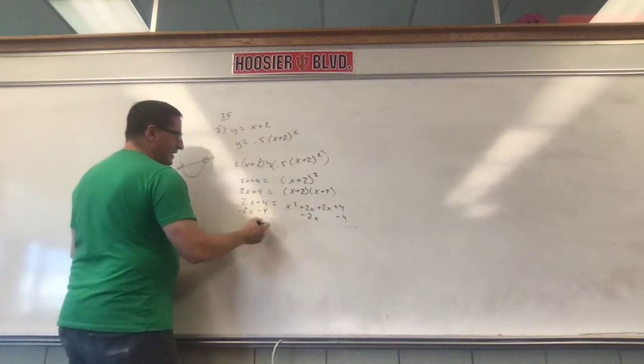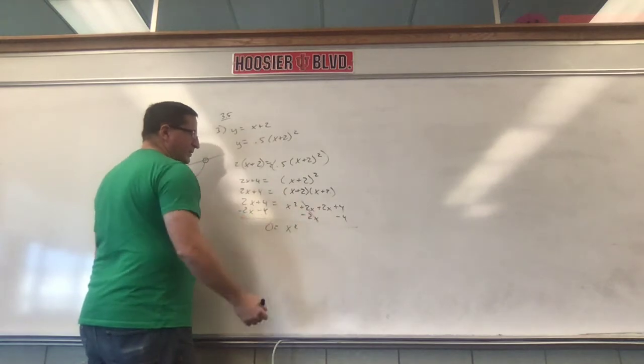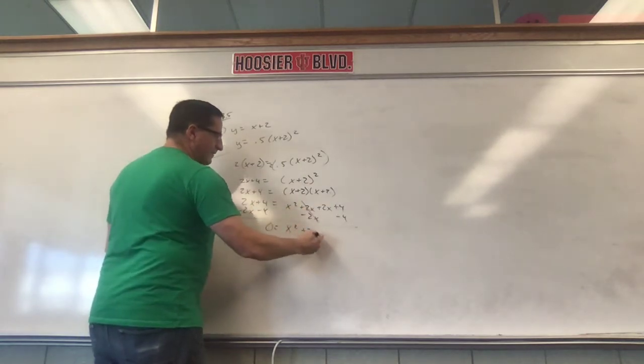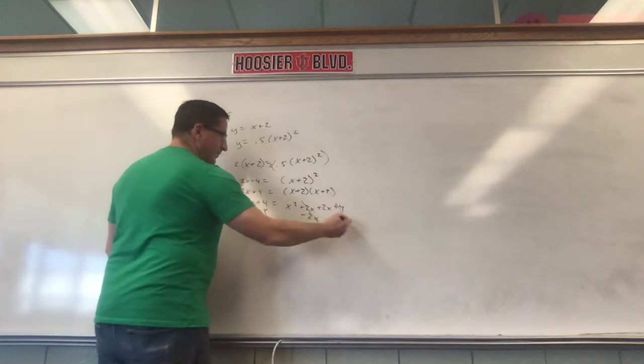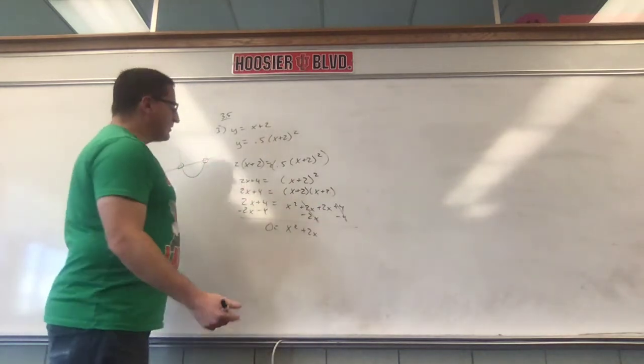If we do that, these cancel. We're left with x squared. The 2x minus 2x cancel, so we're left with plus 2x. And 4 and negative 4 cancel. Okay? I'm going to factor this in order to solve.